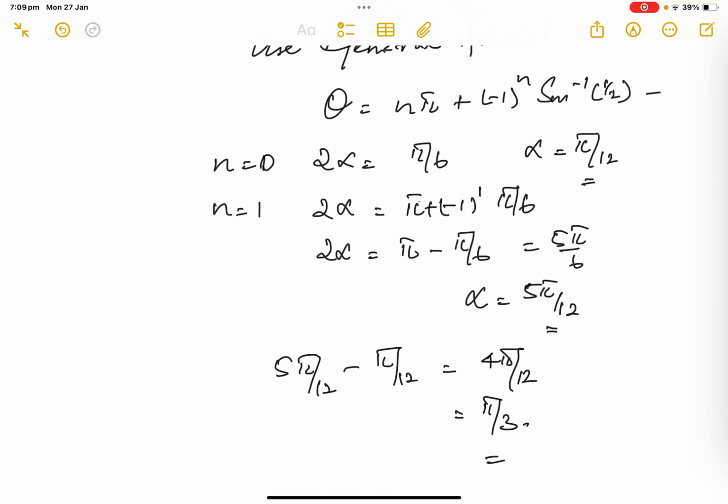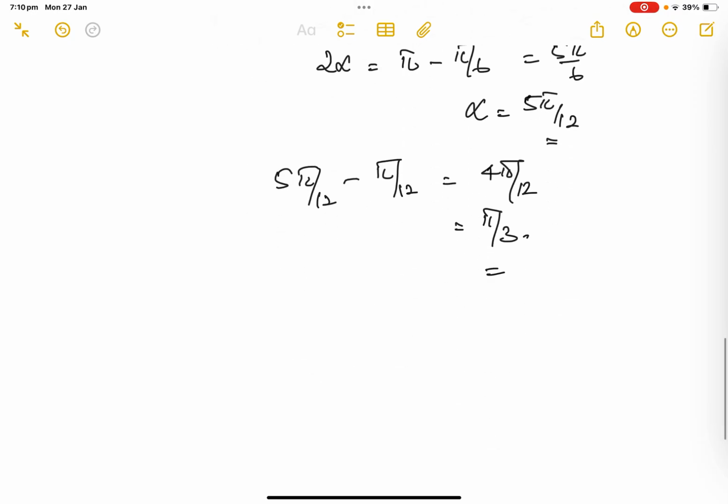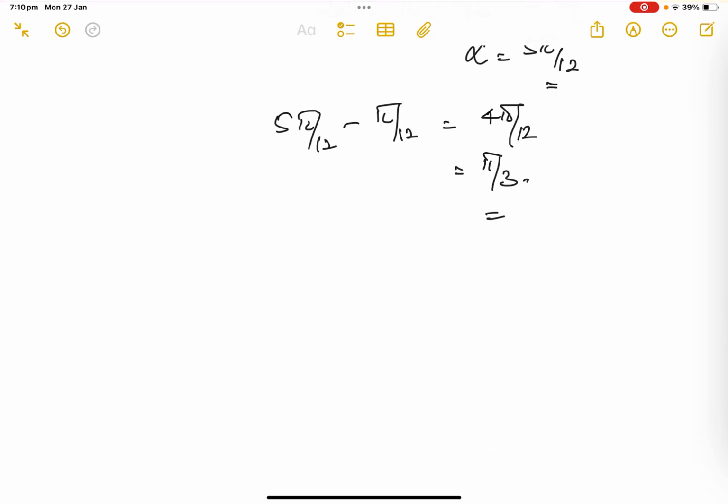If anybody wants to justify it, just put n equals 2 and see how much 2 alpha will be. Will it still be an acute angle? No, it's greater than 90. Therefore, that is why I haven't taken it further than n equals 1. You can work it out to justify it yourself.